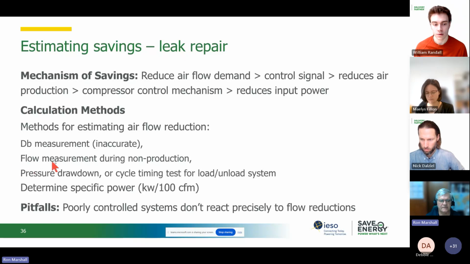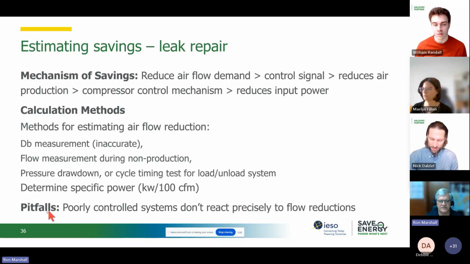If you're lucky enough to have a flow meter, you don't even have to do the calculations that I just described a few slides ago, right? You can take a look at what the flow is during the weekend, right, on that flow meter if it's got a display, right? Pressure drawdown or cycling test, we described that. And if we want to know what the leak repair economics are, we need to know what the system's specific power is, right? How many kilowatts per 100 CFM those compressors operate at, right?